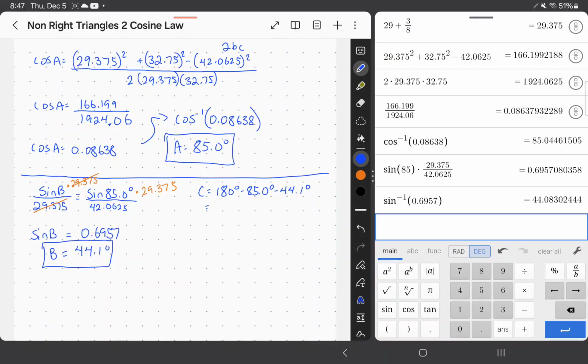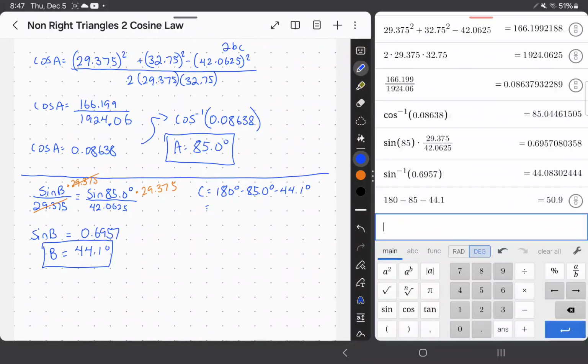But in terms of how much work I'm writing down, the first step took the most writing. So you would just be committing to maybe a longer solution, but it's still absolutely fine. So minus 85 minus 44.1. So the last angle there is 50.9 degrees. So that would finish this one up here, because now we've got all 3 angles and all 3 sides. We started with all 3 sides. So this triangle is now done.